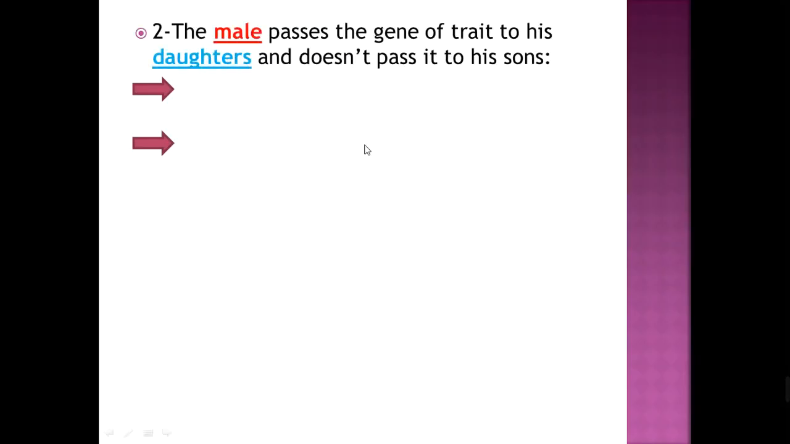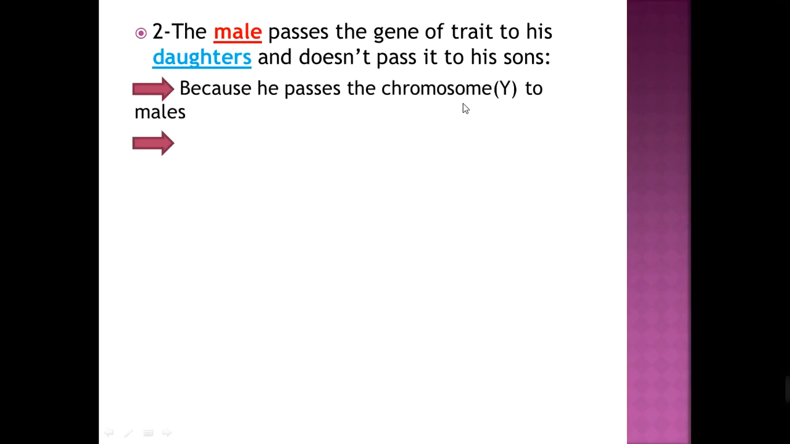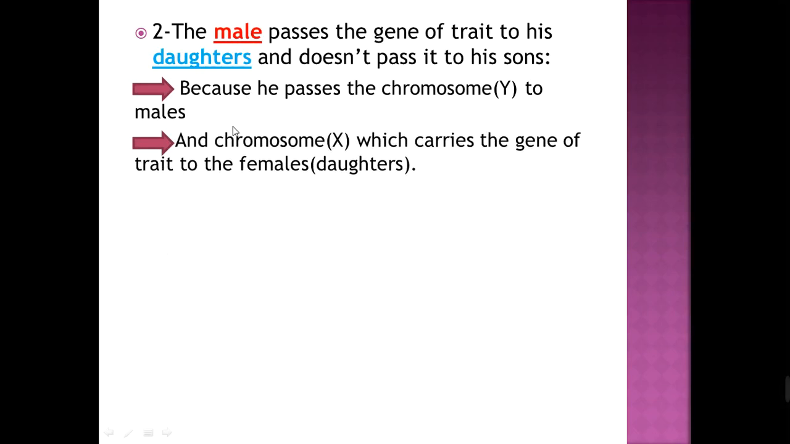Okay, number 2, we can conclude that a male passes the gene of the trait to his daughters and doesn't pass it to his sons. Why? Because he passes the Y chromosome to the males only, and the X chromosome which carries the gene of the trait to the females, or daughters, only. So the male XY carries the gene on X, and who will take the X? The females. But Y will transfer to his sons, so his sons will not carry any character.